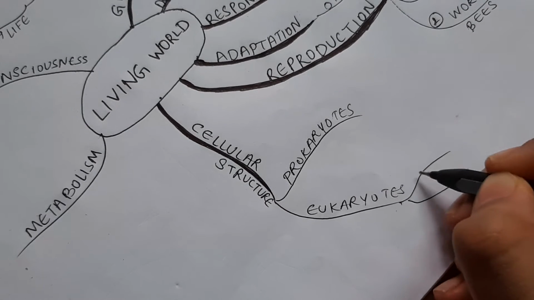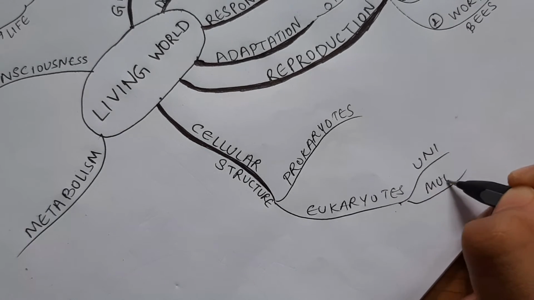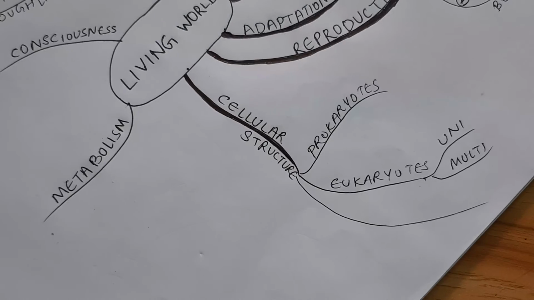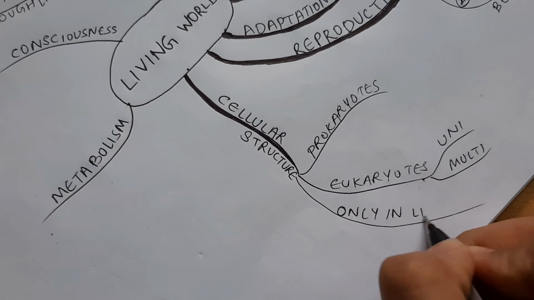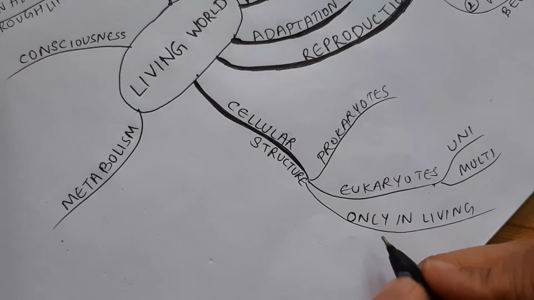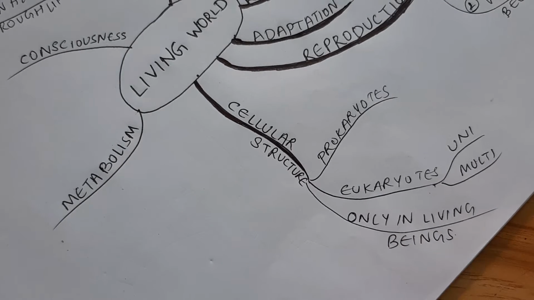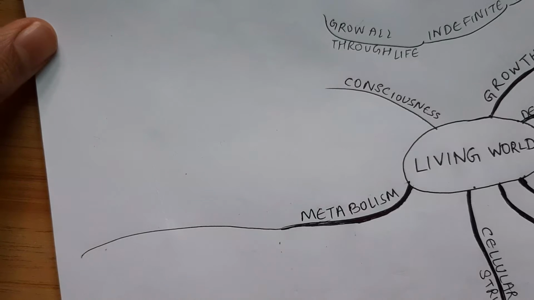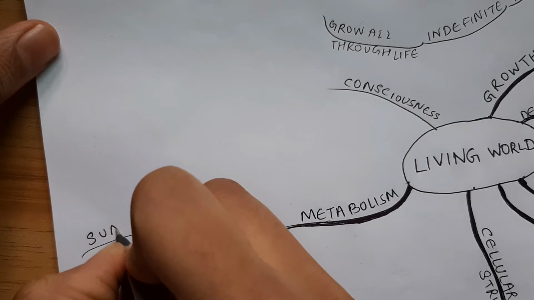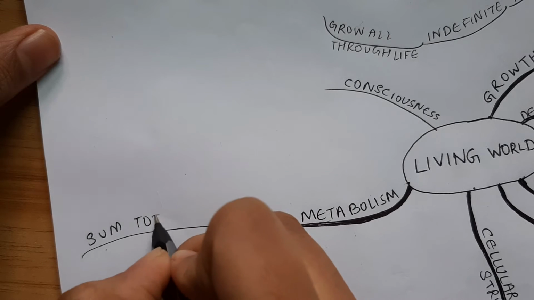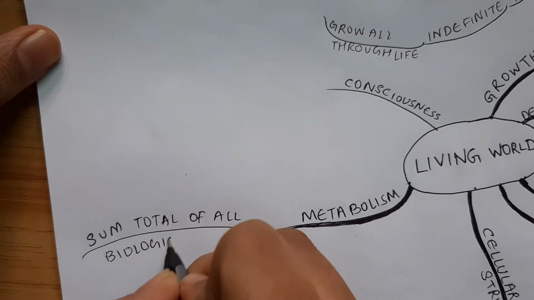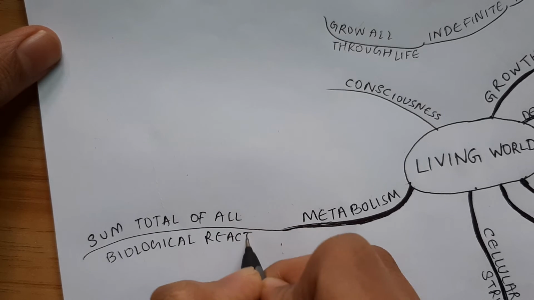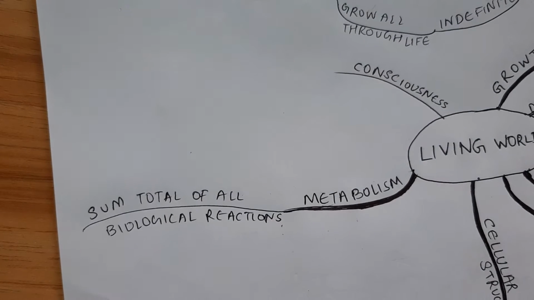Cellular structure is different in prokaryotes and eukaryotes. In eukaryotes, we have unicellular organisms and multicellular organisms. The cells are present only in living organisms, so we can say that this is a distinctive, defining feature of only living beings. Next, we have metabolism. The definition of metabolism is nothing but the sum total of all biological reactions happening in our body. All these reactions are together known as metabolism.